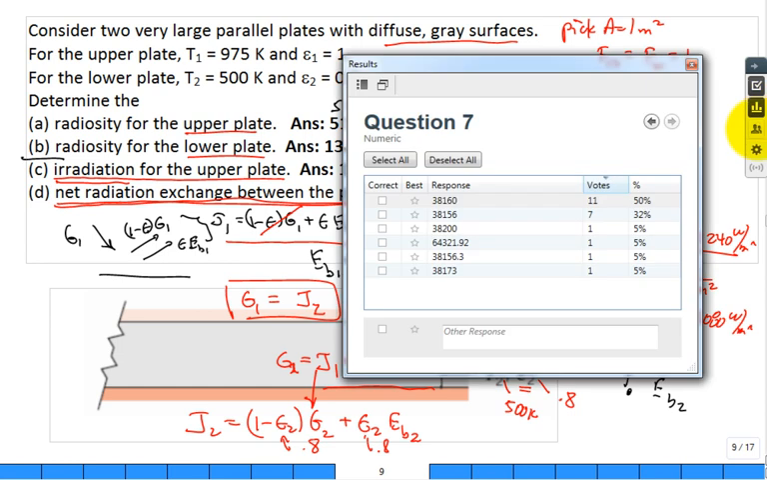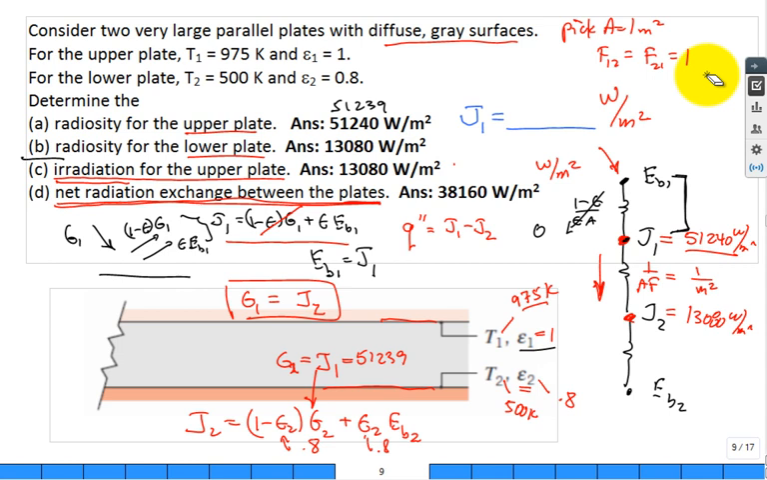38160, 38160. No, I'm just going to give these credit. I don't know what happened here, but let's stop. Okay? Look good? Okay.